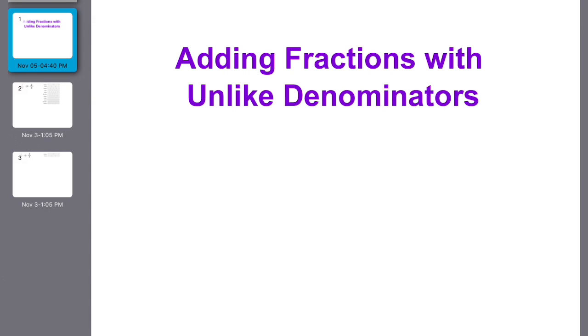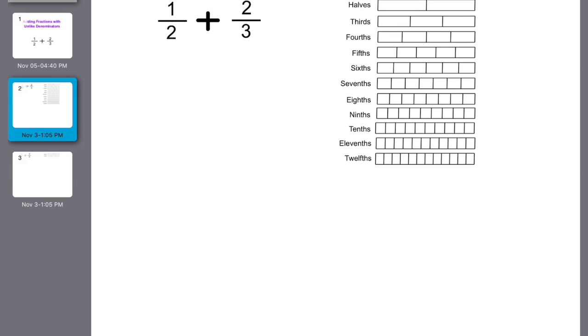Today we are going to be working on adding fractions with unlike denominators. The problem we will be working with today is 1/2 plus 2/3. This means we need to take out our halves and thirds in our fraction pieces. First, I'm going to start with our halves though.